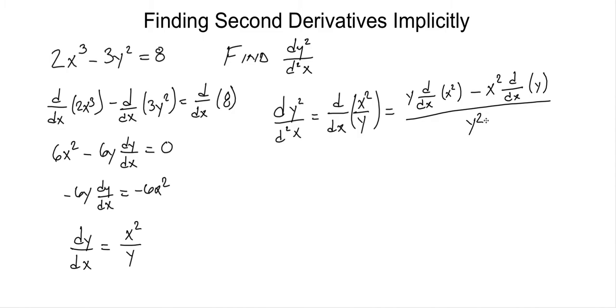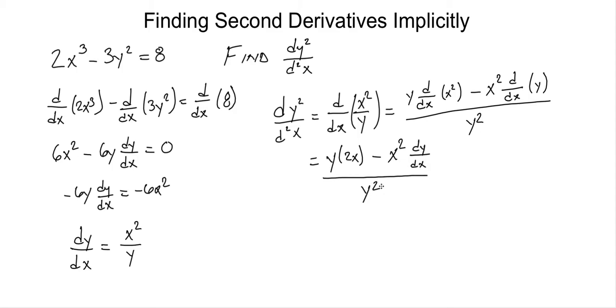And so let's go ahead and simplify this now. So what we get is we get y times the derivative of x squared, which is going to be 2x, minus x squared times the derivative of y. Now the derivative of y would just be 1, but again, y was some differentiable function of x, so it would be 1 times dy dx. And then the whole function is over y squared.